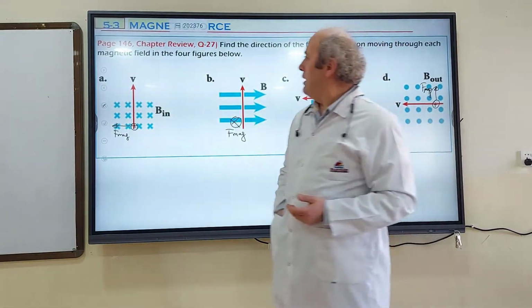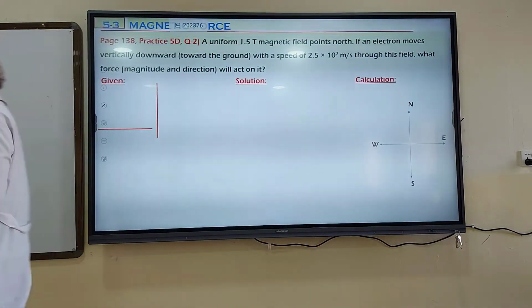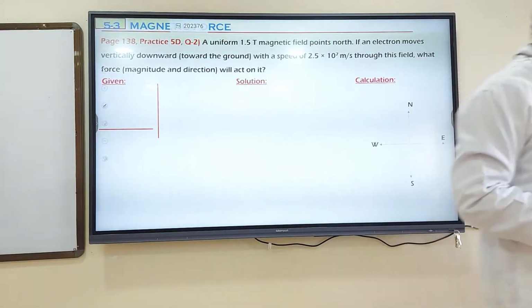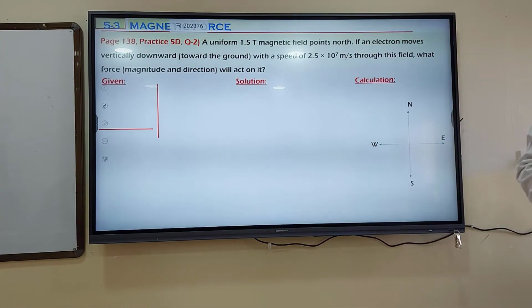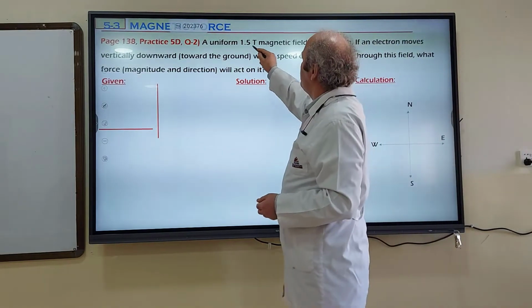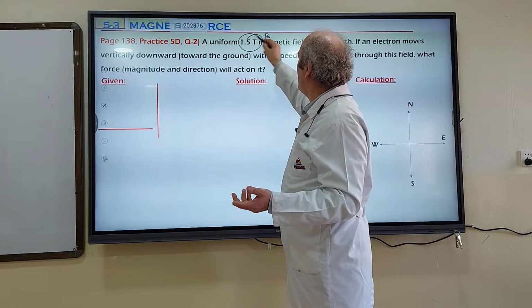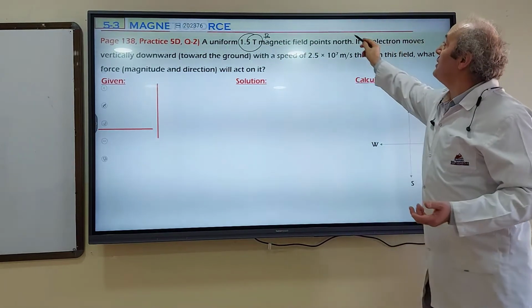Okay. Now we will solve a problem. This problem will include both magnitude and also direction of the magnetic force. A uniform 1.5 Tesla magnetic field. You know what this is? B. B is 1.5 Tesla magnetic field. Points to the north.